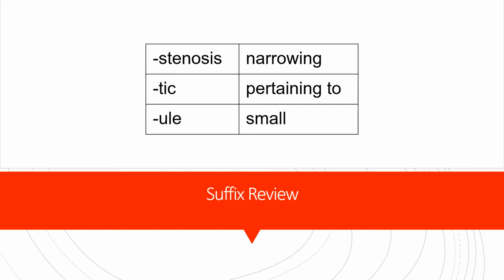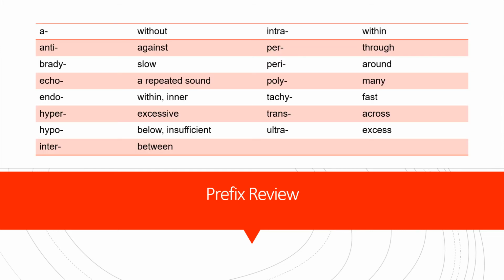Ul means small. We introduced these prefixes in Chapter 3, but we're reviewing them here because we'll be using them to build cardiology terms as well. A, without. Anti, against. Brady, slow. Echo, a repeated sound. Endo, within or inner. Hyper, excessive. Hypo, below or insufficient. Inter means between. Intra, within. Per, through. Peri, around. Poly, many. Tachy means fast. Trans, across. And ultra means excess.